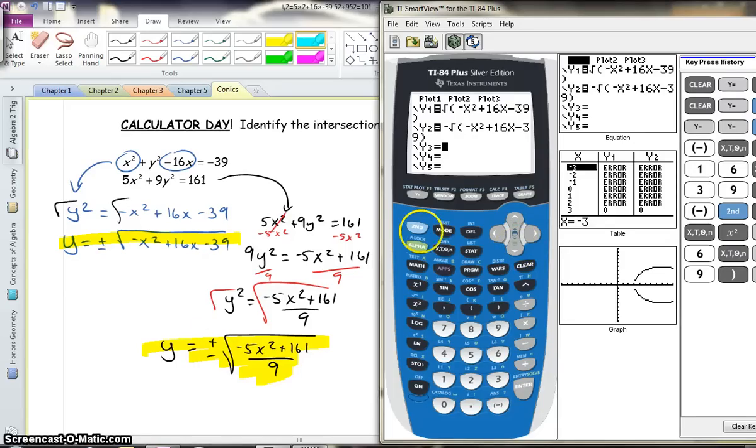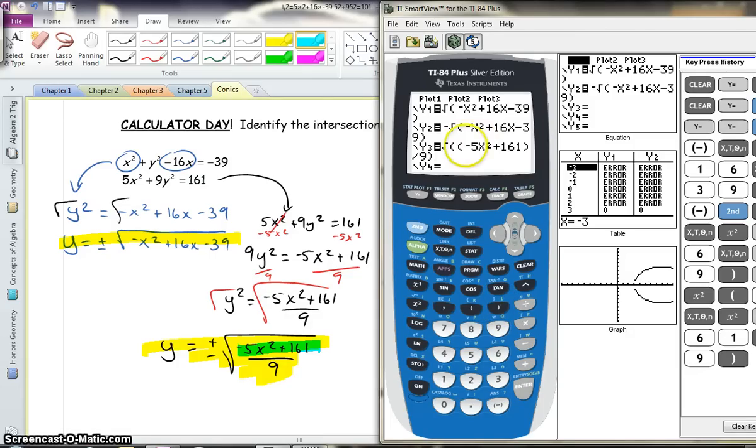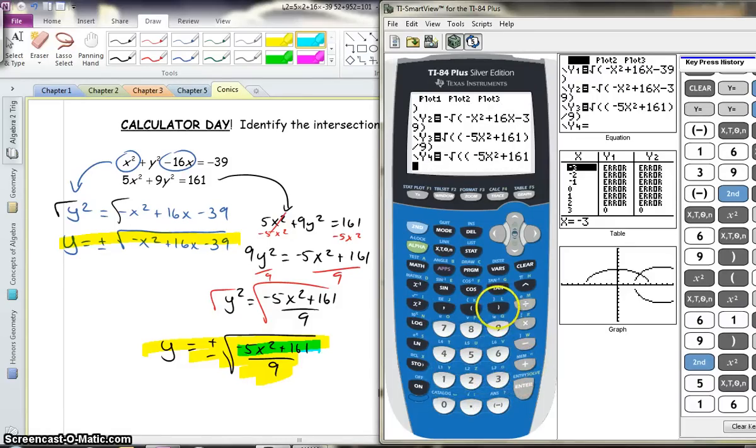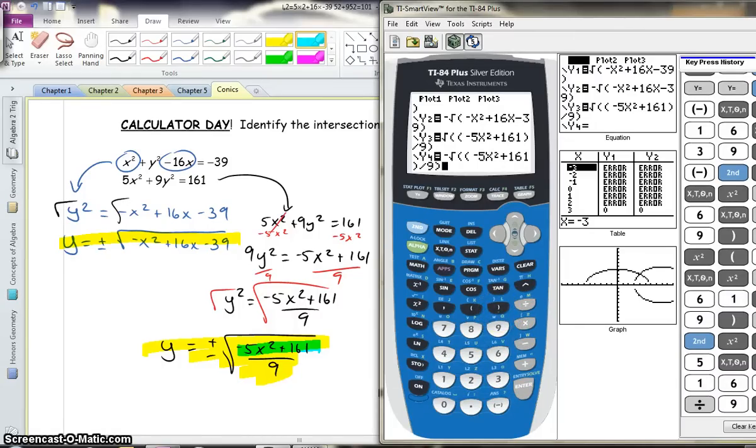Now let's go to our second equation. We have second, square root. Now, you need to put the numerator in a separate set of parentheses. So parentheses, negative 5x squared plus 161, close parentheses, divided by 9, and then close your whole square root. Again, with the new operating system, you would just have to put the numerator in parentheses and the rest is fine. So now we do the opposite. So negative, and then do all that again. So parentheses, negative 5x squared plus 161, close parentheses, divided by 9, close. Whew! So now we've got all that in there, hit graph.